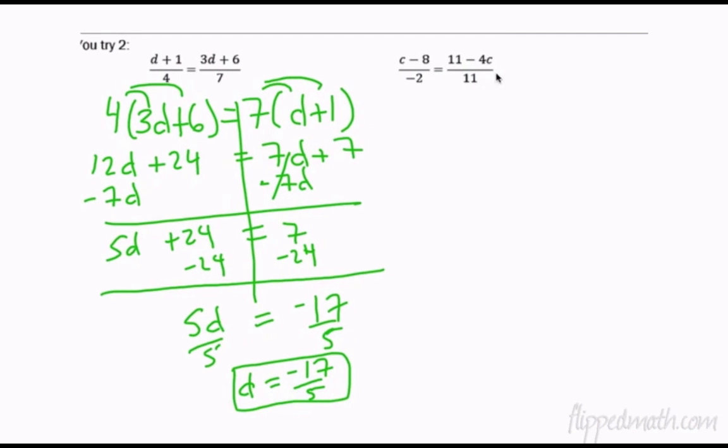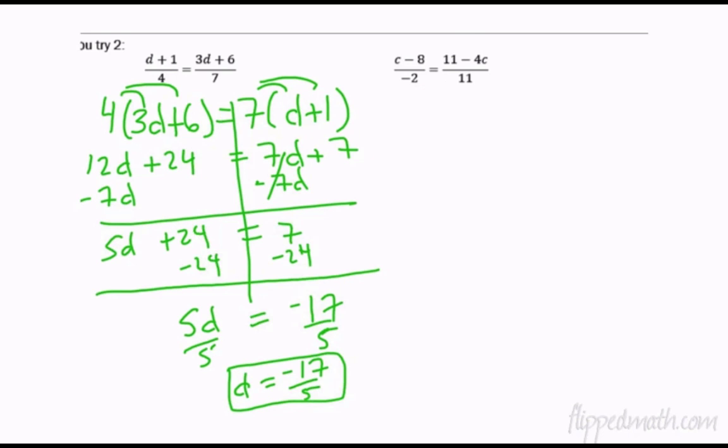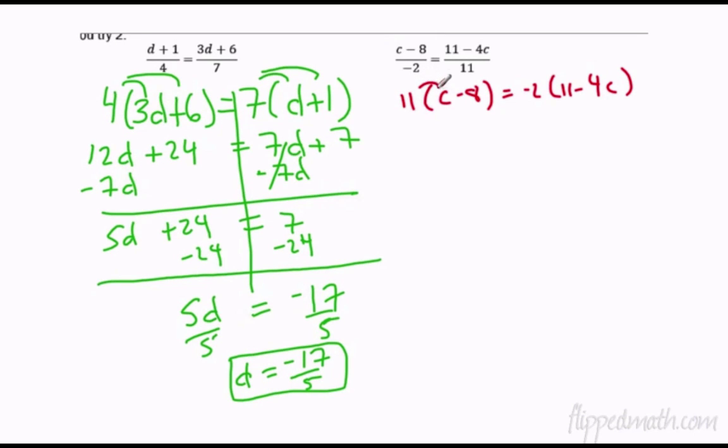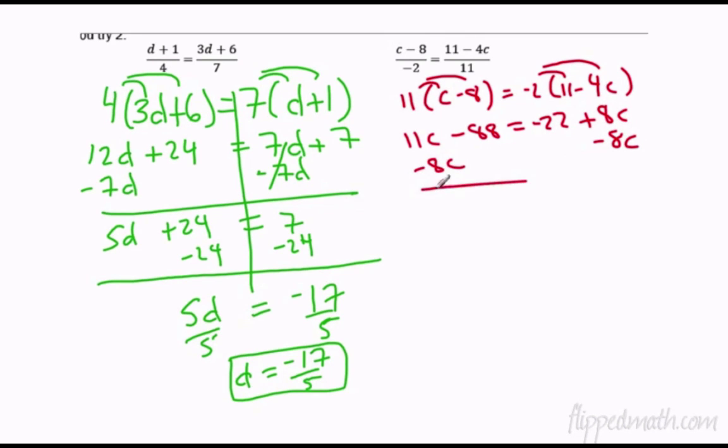All right, how about this one? Did you do, let's see, let me change the color here. 11 times c minus 8 equals negative 2 times 11 minus 4c. Another distributive. Double distribute both sides of it here. So we have 11c minus 88 equals negative 22 plus 8c. Don't forget the plus. Okay, so we want to subtract 8c from both sides.